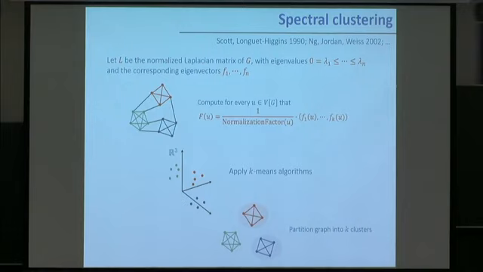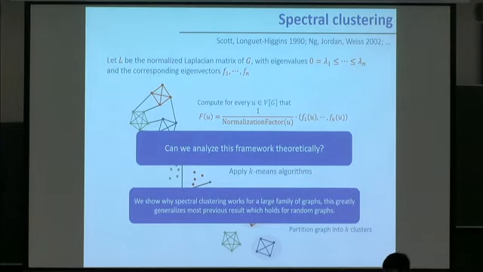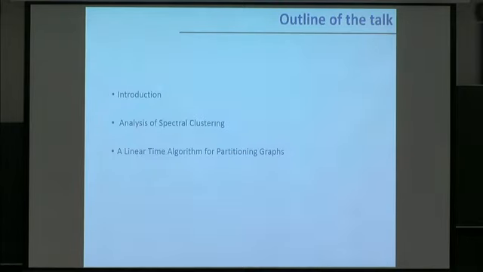Okay, so these are very simple three steps. So the question is, can we analyze this framework theoretically? In this talk, I will show that spectral clustering works for a large family of graphs, and this greatly extends the previous work, which only holds for graphs generated from stochastic block models. Here is the outline of the talk. We first introduce some basic notations, and then I will analyze the spectral clustering algorithm. For the third part of the talk, I will present a linear time algorithm for partitioning graphs, and you will see that we can partition a graph as fast as the time required to read the whole graph.